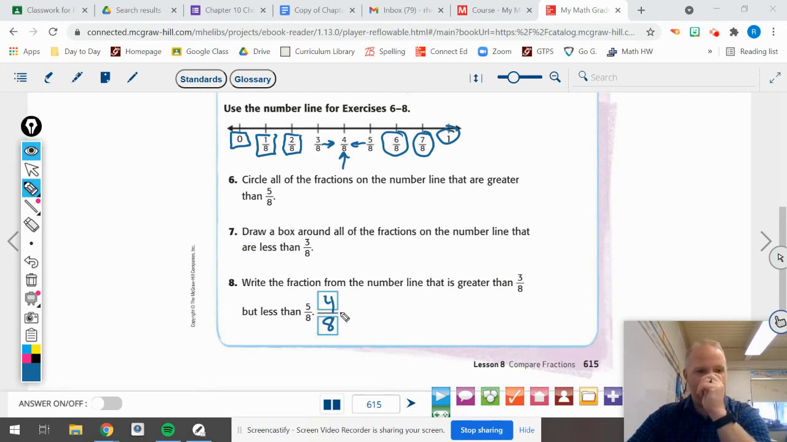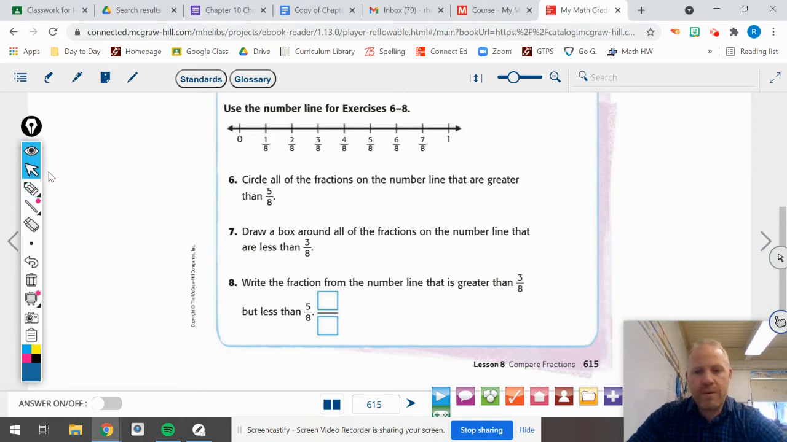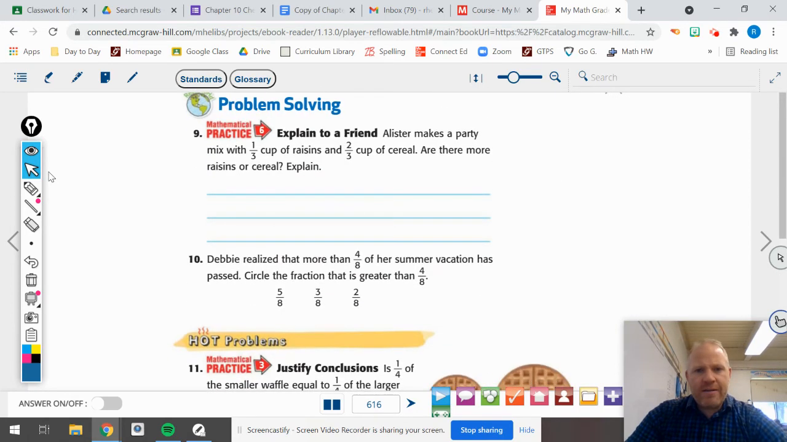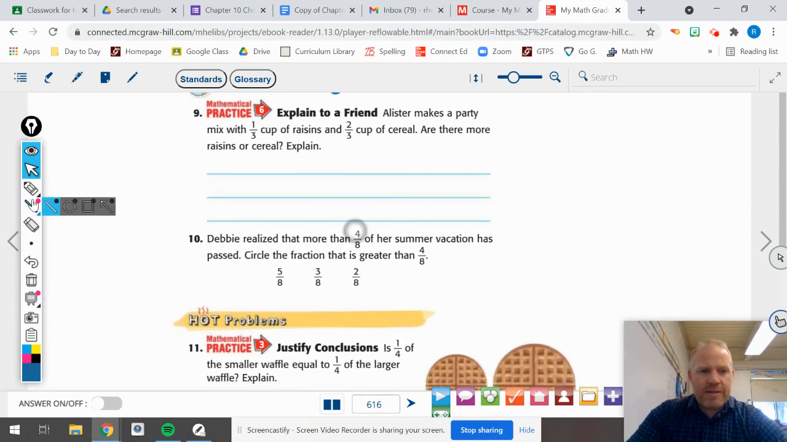I hope that you got all these right, and if you didn't, I hope that my explanation was helpful to you. So now we're going to move on to number 9. Number 9 says, Alistair makes a party mix with 1/3 cup of raisins and 2/3 cups of cereal. Are there more raisins or cereal?